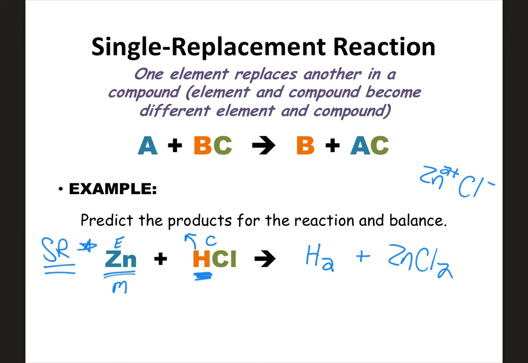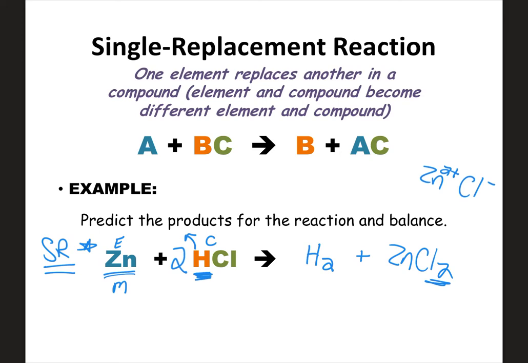The last thing I need to do is balance this. I see 2 hydrogen on the right, so I need to put a 2 in front here. Well, that gives me 2 Cl now on the left. Well, if you look, I have 2 Cl now on the right. I have 1 Zn on the right and 1 Zn on the left. I'm balanced. Okay, remember, always important, check each element. Make sure that you are making them balance.